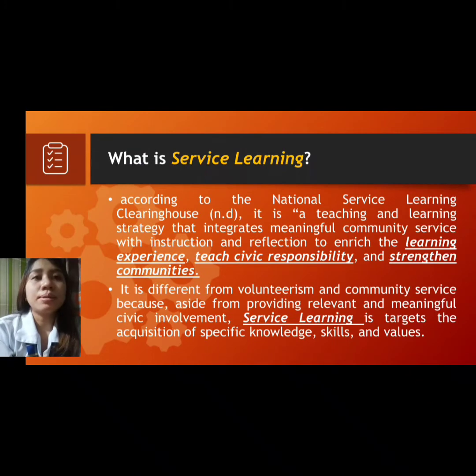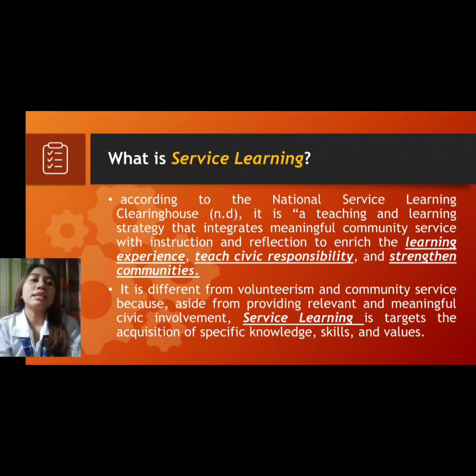So, what is service learning? According to the National Service Learning Clearinghouse, no date mentioned, it is a teaching and learning strategy that integrates meaningful community service with instruction and reflection to enrich the learning experience, teach civic responsibility, and strengthen communities.